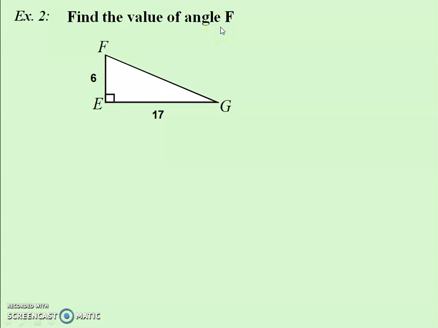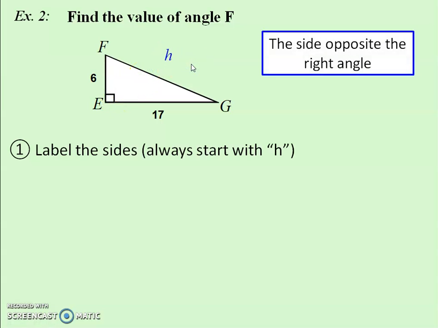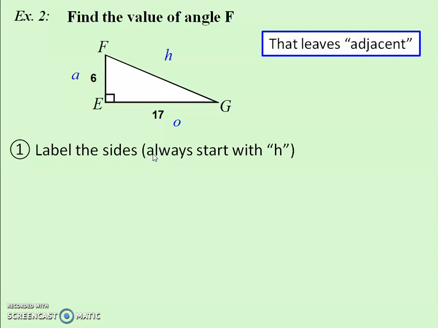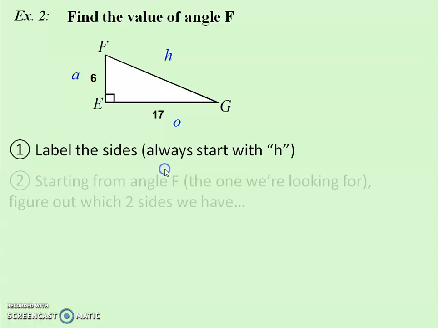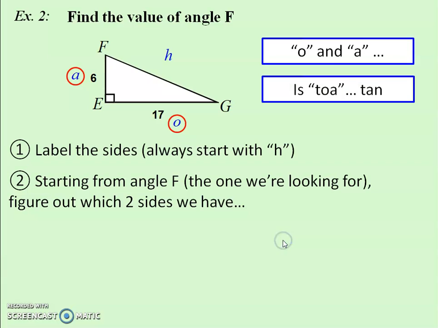In this example number 2, again, I'll start off by labeling. Angle F is this one up here, but I'll start by labeling the hypotenuse. It's opposite the 90. Then, because we're talking about angle F, from the point of view of F, that's my opposite side, and that makes this my adjacent side. And now the two sides that we know about here are the O and the A, and in this case, OA is TOA. It means that we're dealing with tan.